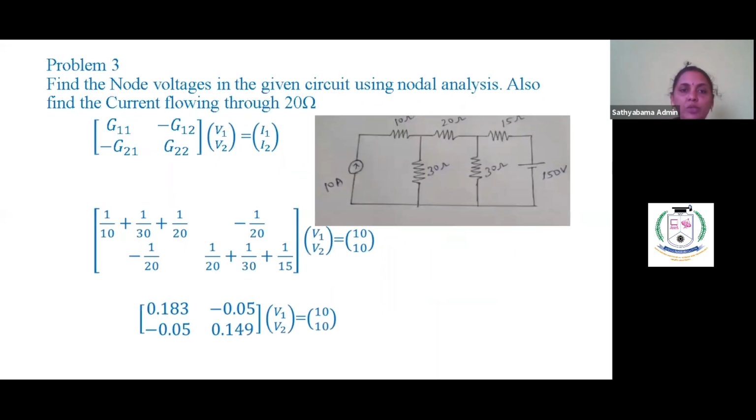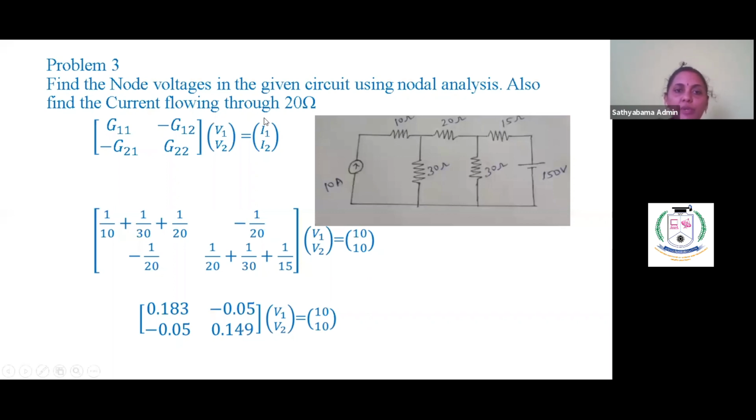Moving to the next problem. Find the node voltages in the given circuit using nodal analysis. Also, find the current flowing through the 20 ohms. Now, check the question here. Find the node voltages. So first find the nodes. Here you have one node, here you have the second node. So two nodes are there, so two voltages you have to find.